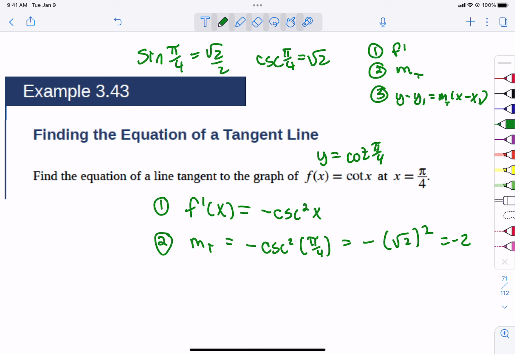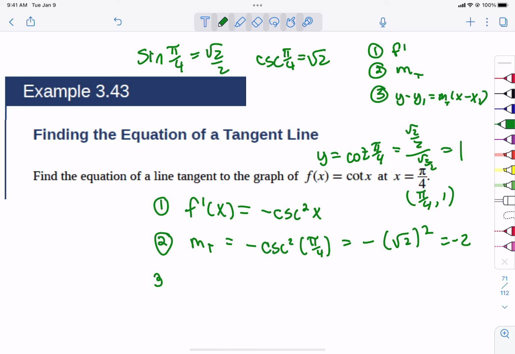Now, remember, the cotangent is cosine over sine. So they're both square root of 2 over 2, which is awesome that they were kind to us. So that's just square root of 2 over 2 divided by square root of 2 over 2, or 1. So we have the point pi over 4, 1.